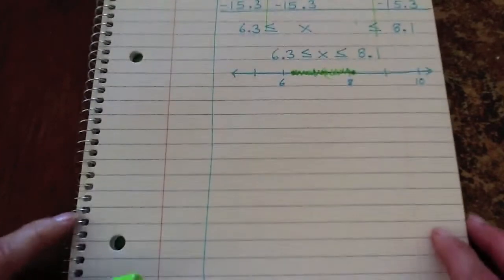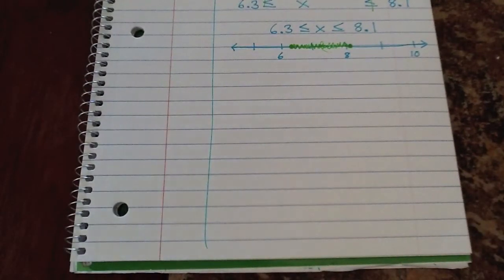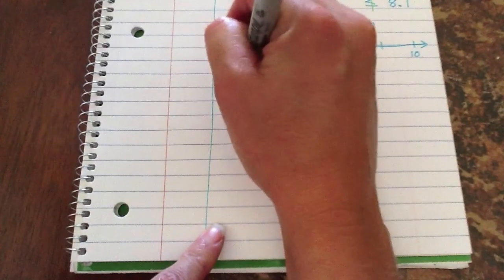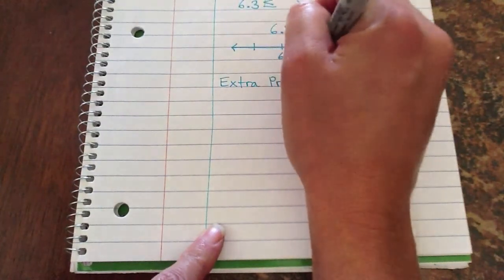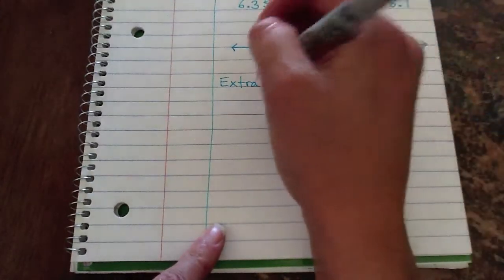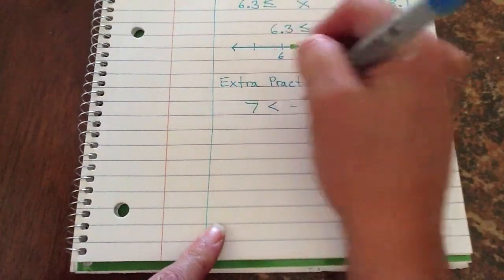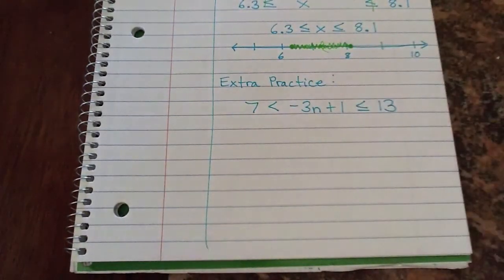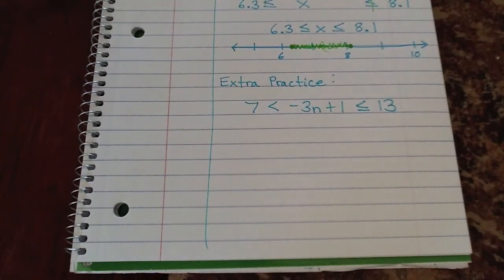I'm going to have you try one basic solving one right now on your own, just so that tomorrow, coming into it, you know if you have questions right from the beginning, or if you're going to be able to get started. So this is extra practice. I just want you to hit pause and try it, and then play and check it with me. 7 is less than negative 3n plus 1, which is less than or equal to 13. This one's a little tricky because it has a few things you're going to have to think about to keep all the rules in place. So hit pause, try it, get as far as you can through it, and then hit play and watch the rest.